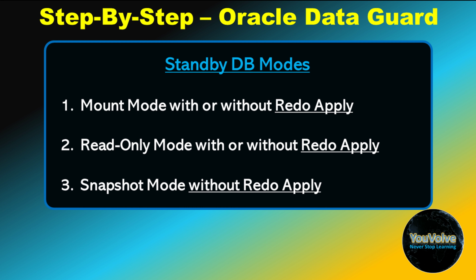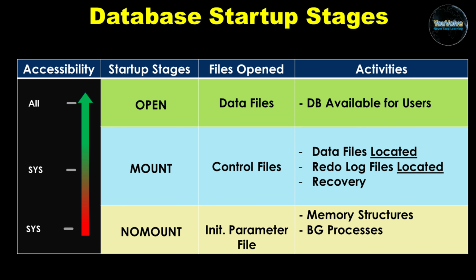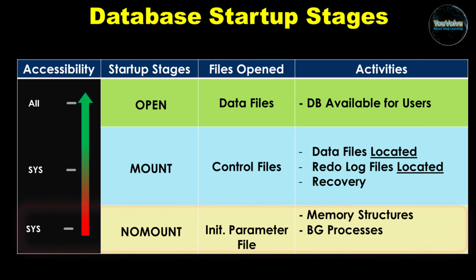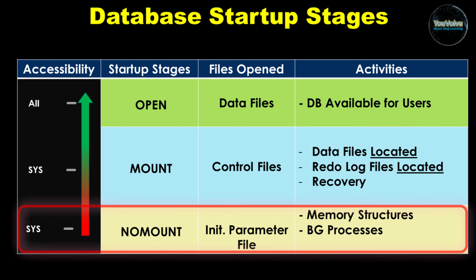To understand these modes, we need to first understand the Oracle database startup stages. In the Oracle database startup process, the lowest or first stage in terms of accessibility is the nomount stage. During the nomount stage, the Oracle memory structures and background processes are started, and only the initialization parameter file is accessed and read. In this stage, the instance is accessible only to the SYS user, who can take it to the next stage or perform certain recovery operations that include control file recovery also.